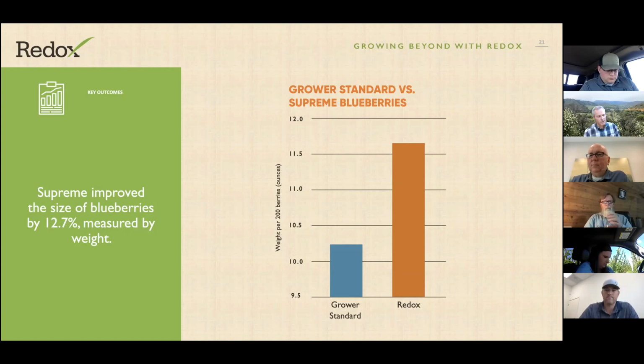And this was the outcome. So Supreme improved the size of the blueberries by 12.7%, measured by weight. And so the graph represents the total of 200 berries in each treatment. So that was the outcome. A nice result.